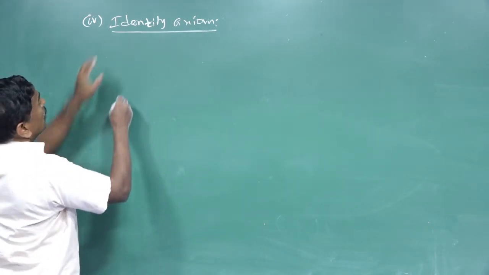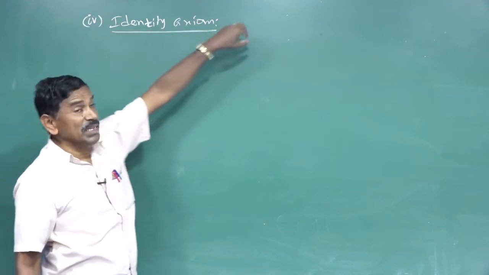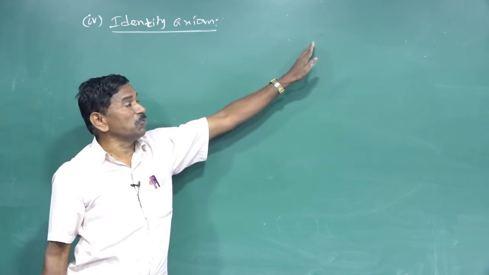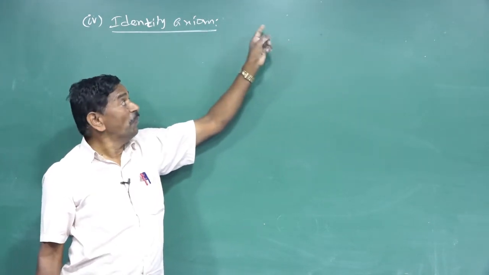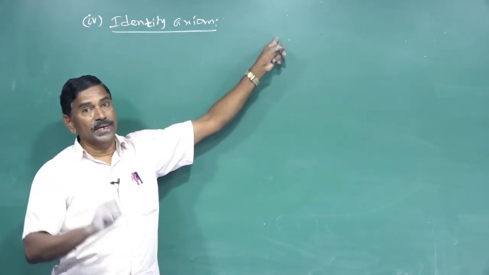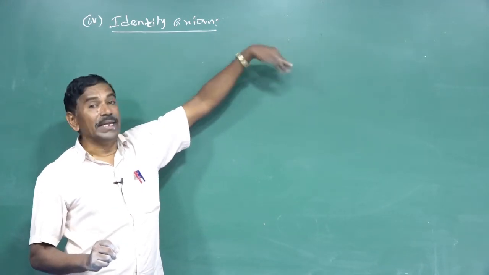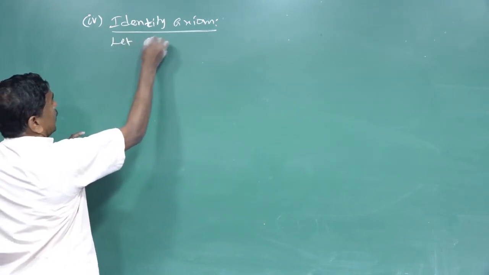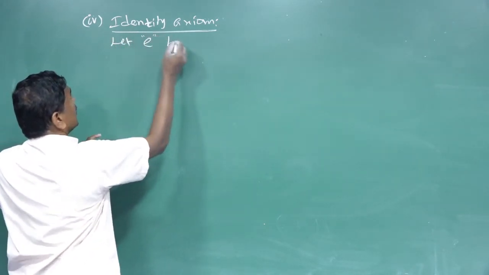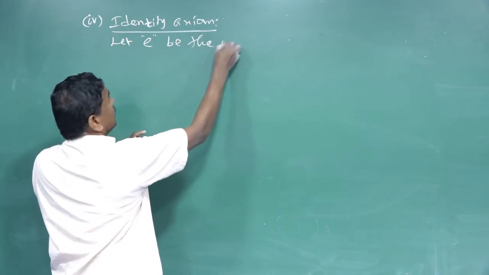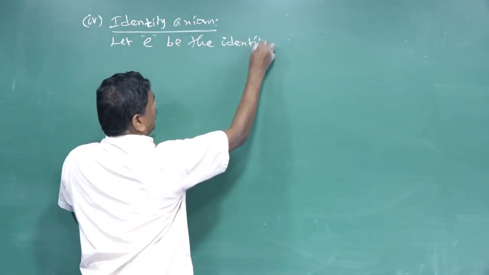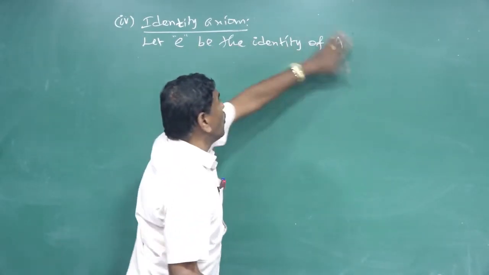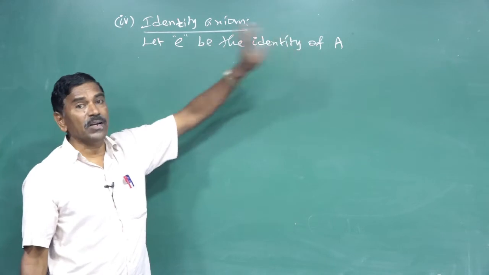Now see here, this question is a conditional question, where x star y is equal to x plus y minus xy. So for this condition, I want to find the identity element. So let E be the identity element of A for our convenience.